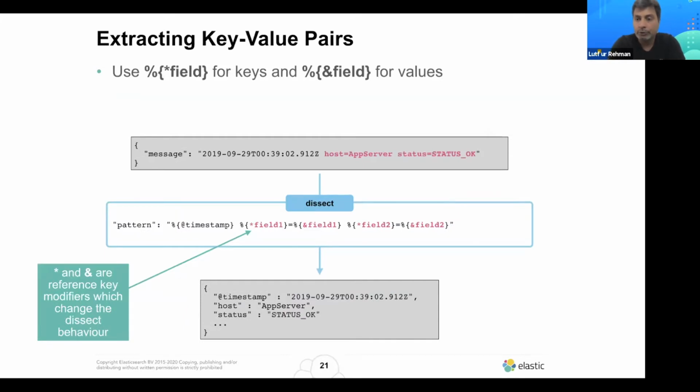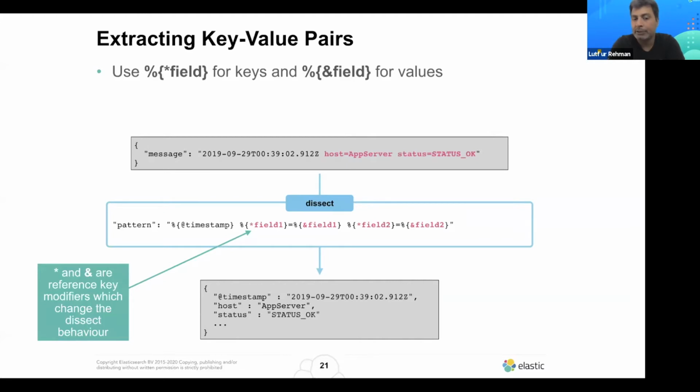Then you can also use the Dissect processor to extract key value pairs. Like here in this example, I have host equal app server and status equal status okay. So it's key value pairs. I can use the star and the ampersand sign to take the name of the field and the value of the field. So look closely at this example where we have host equal app server.